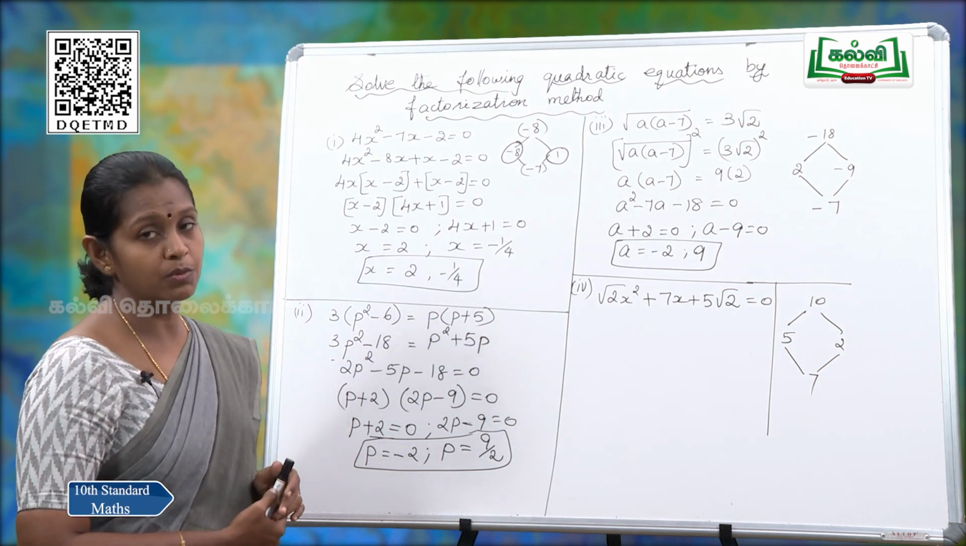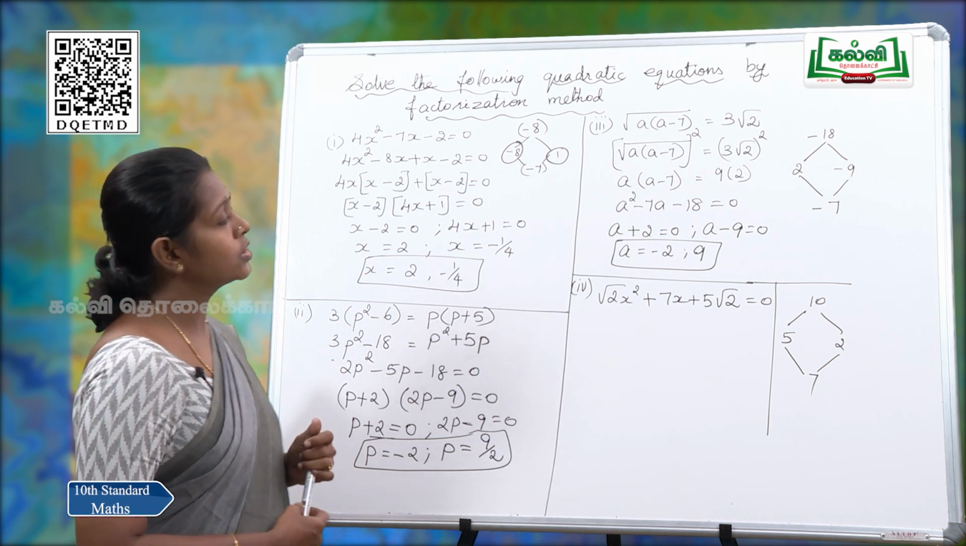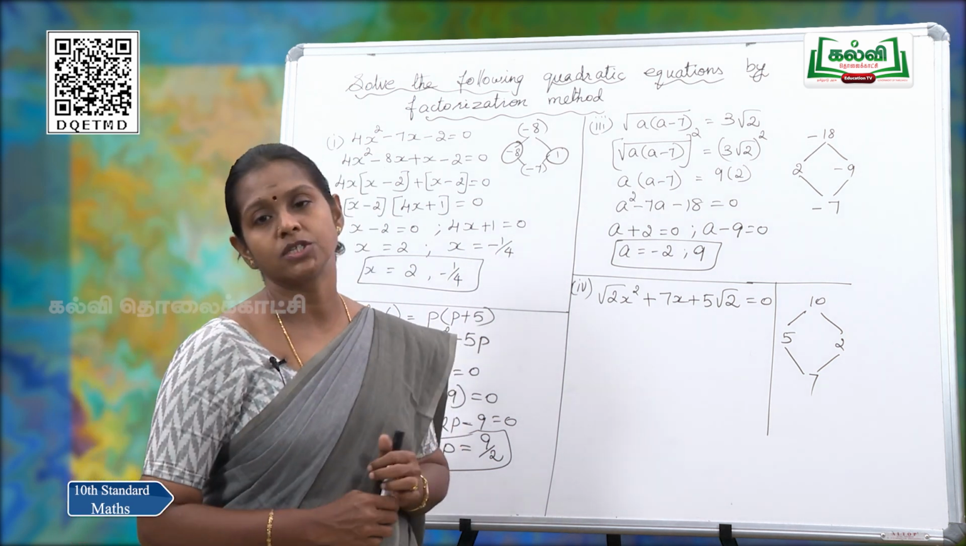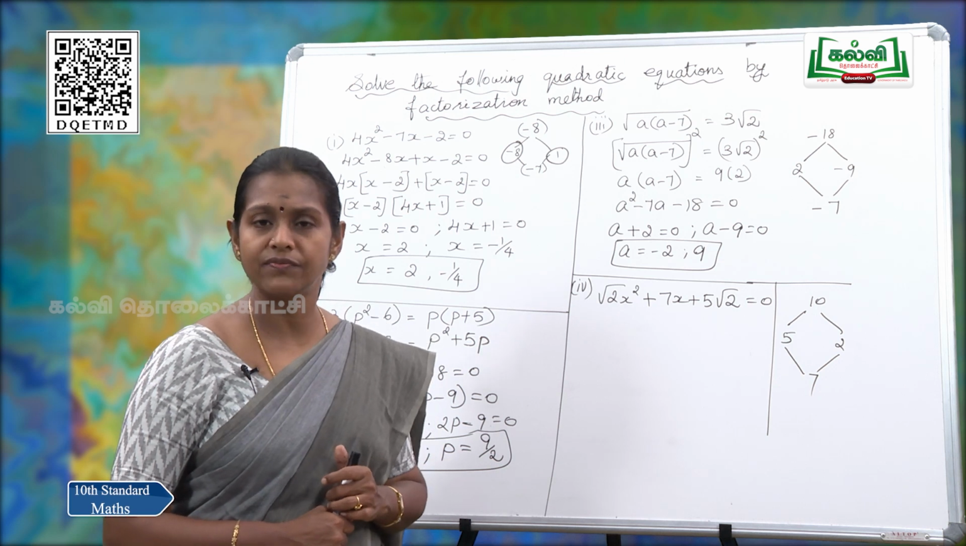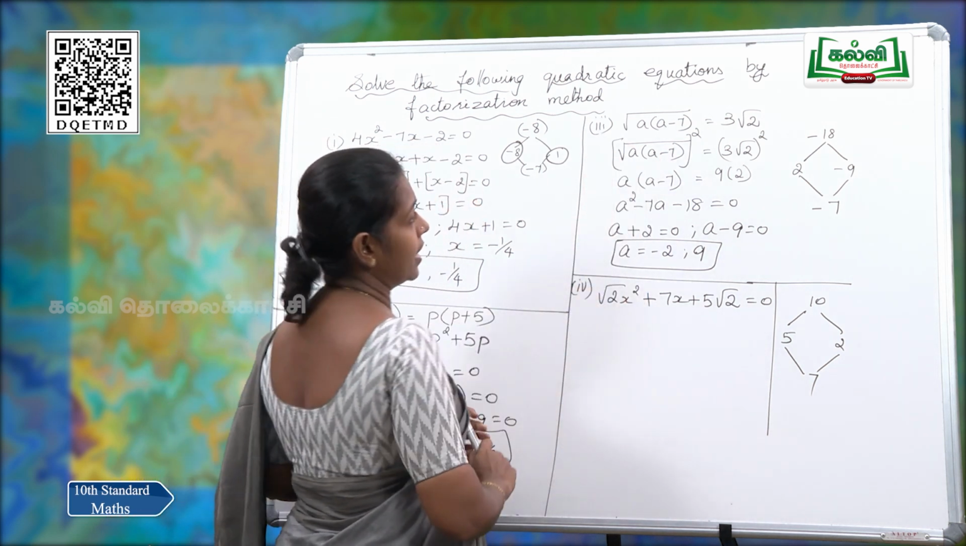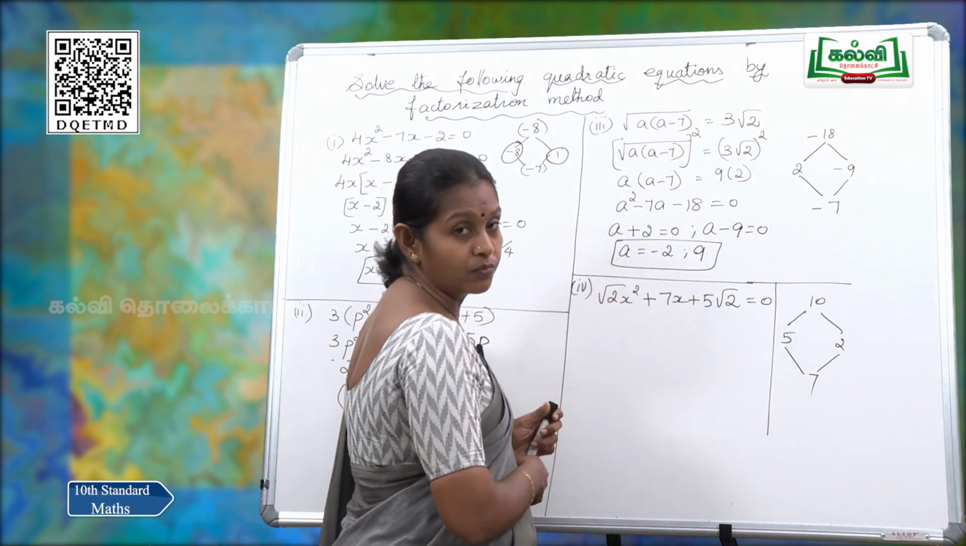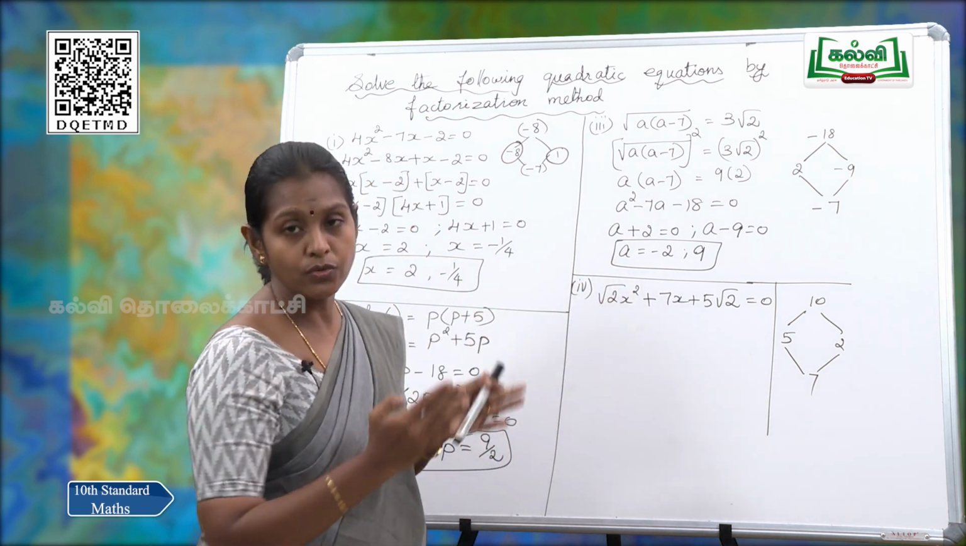So, these are the values of p. That means the variable which is involved in the given equation. Now, we are going to see two more questions. Both questions are totally different from these questions. Listen, square root of a minus 7 equal to 3 root 2. See, both sides square root is there.